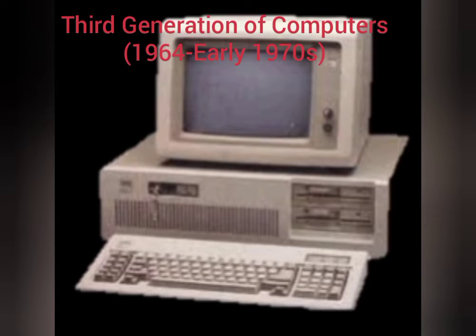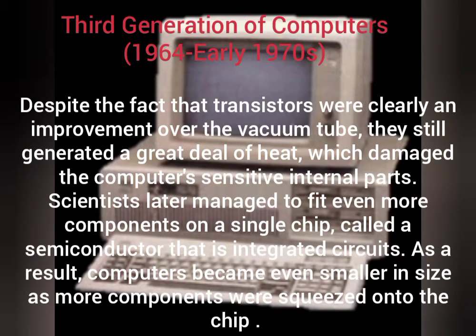Third generation of computers, 1964 to early 1970s. Despite the fact that transistors were clearly an improvement over the vacuum tube, they still generated a great deal of heat, which damaged the computer's sensitive internal parts. Scientists later managed to fit even more components on a single chip, called a semiconductor, that is integrated circuits. As a result, computers became even smaller in size as more components were squeezed onto the chip.